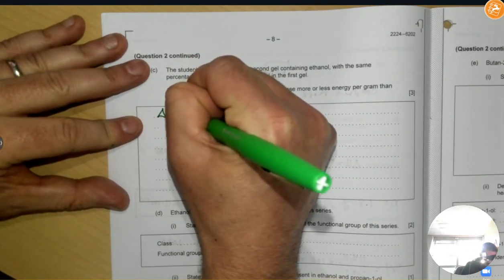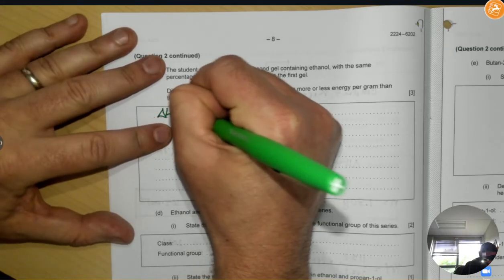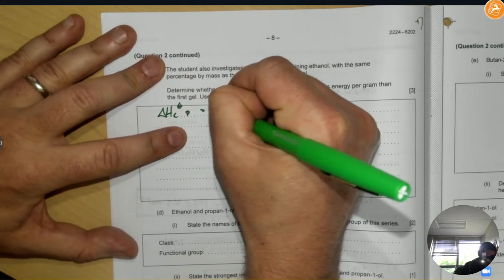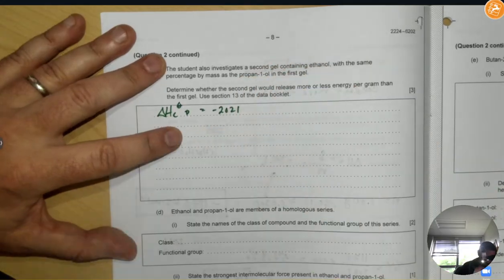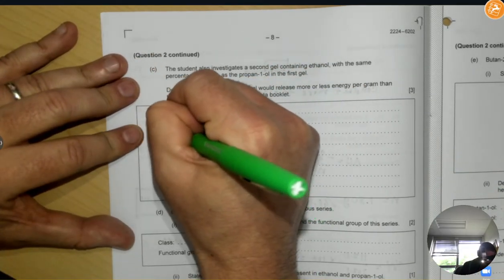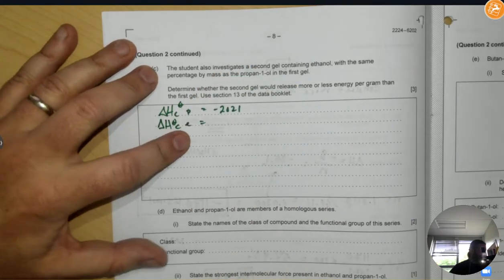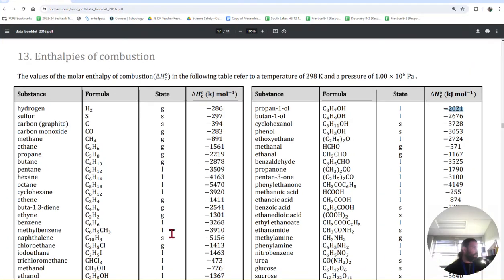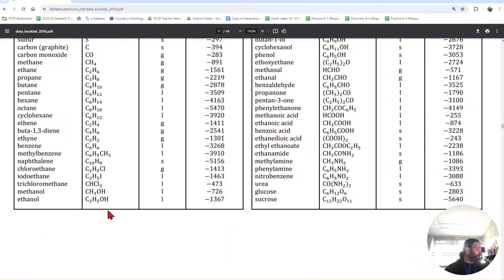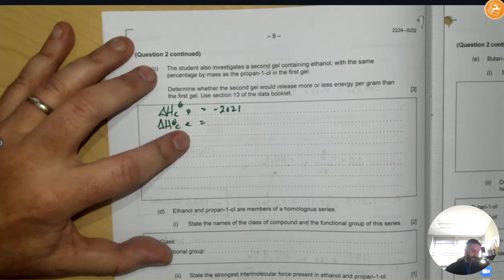So what I'm going to do is just write down here, so we can refer to it, the standard enthalpy of combustion for propanol. I'll just say of P is negative 2021, and the standard enthalpy of combustion of ethanol we're going to get from table 13. Where are you, ethanol? There you are, it is negative 1367.